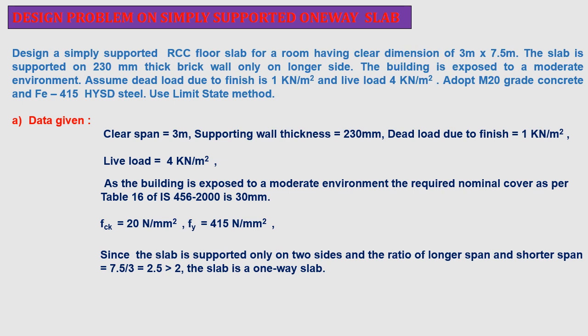So nominal cover we have 30 millimeter. We shall assume the effective depth based on the deflection criteria, and we may assume 10 mm dia bar initially as main reinforcement in the shorter direction. However, after designing, when we calculate the spacing, we may adopt lesser dia of main reinforcement, that is, instead of 10 millimeter we can use 8 millimeter dia bar as main reinforcement in shorter direction, and in that case also we will be on the safer side.